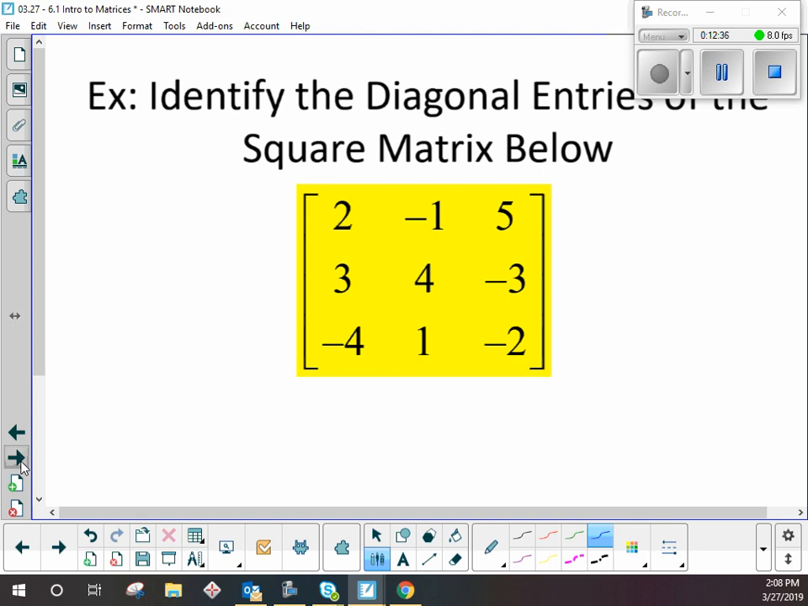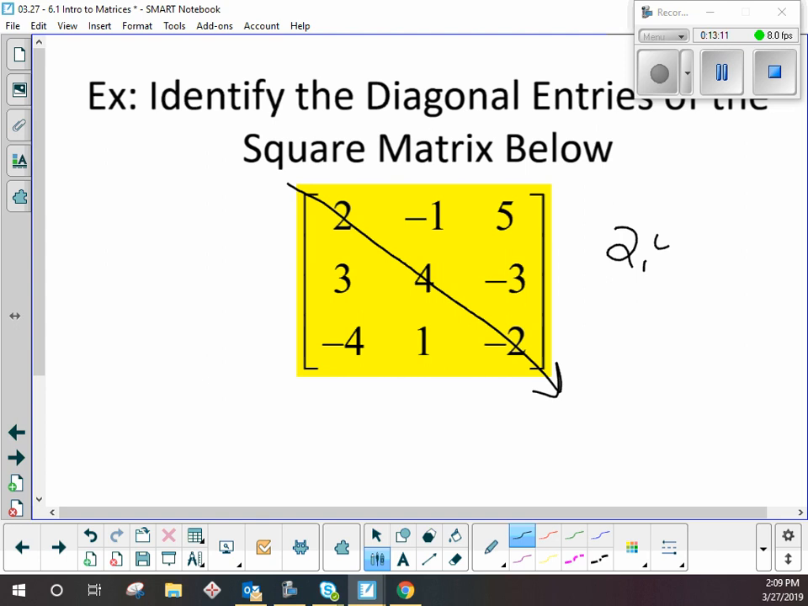All right, so here we go. Is this a square matrix? Yeah. Okay. The rows and columns are the same. Identify the diagonal entries of the square matrix below. So we're going from which way to which way? Upper left to bottom right. And that starting here, ending there. And so all these problems are asking you to do is to just list them separated by a comma.